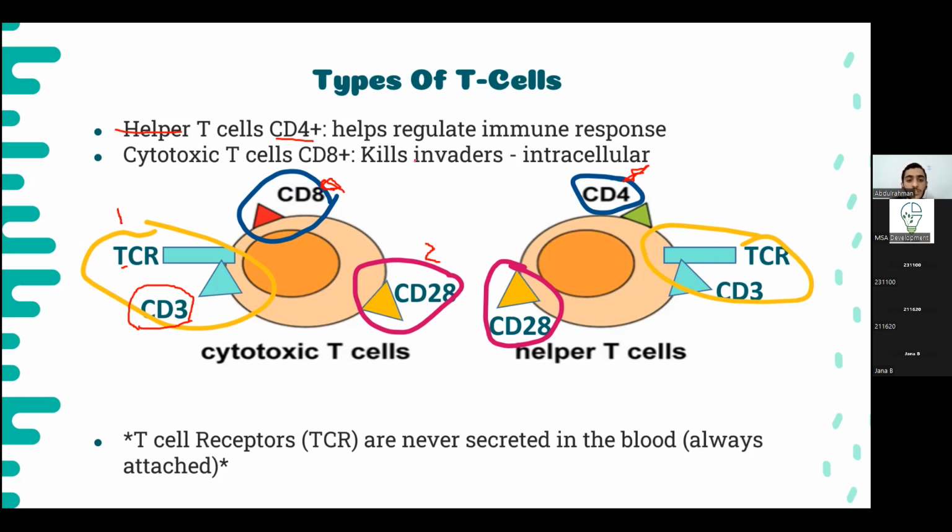While the cytotoxic T cells, or the killer T cells, from their name, they kill invaders which are found intracellularly, which is very important to know. Another point is that the B cell receptors were the antibodies, so they are secreted to attack, while the T cell receptors are found on the specific cell and do not leave the cell, okay?